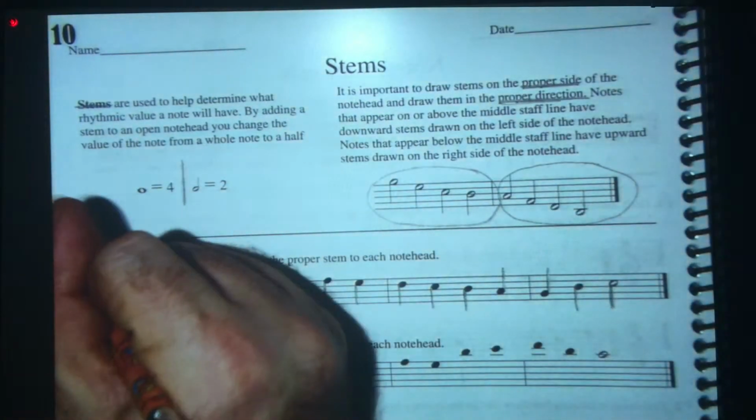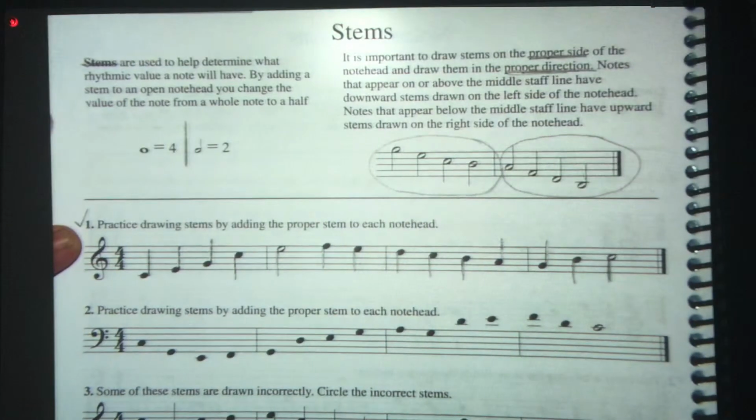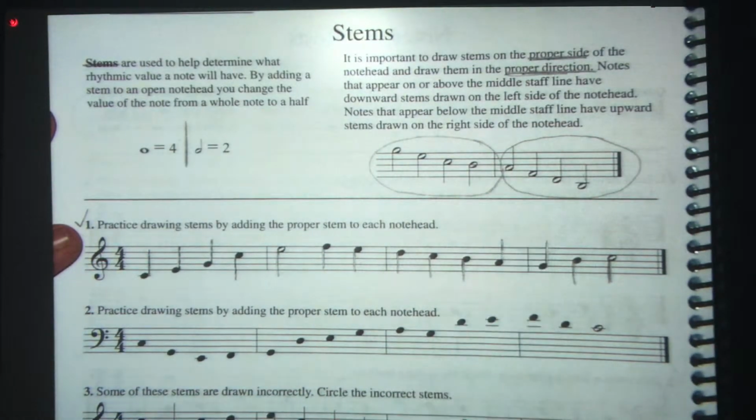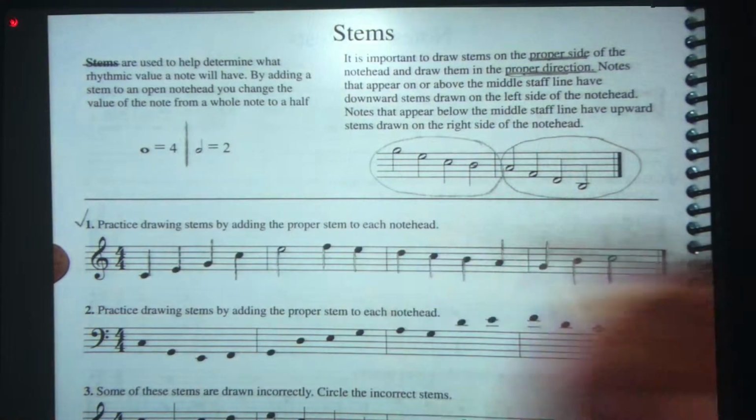Put a check here next to number 1. I'm not going to be that picky. I'm just going to see that you put a stem on it. Number 2, always using your key up here. Practice drawing stems by adding the proper stem to each note head. So exactly like number 1, but they have a lot more of them.